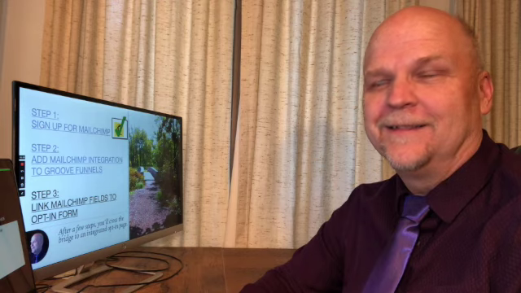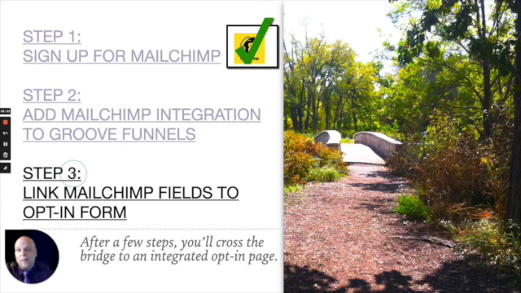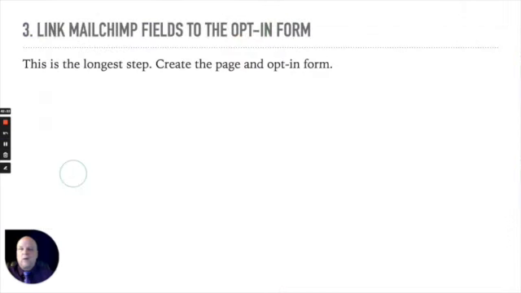Okay, now we're moving on to step 3. Link the Mailchimp fields to the opt-in form. Okay, this will be the longest step because you need to create the page and the opt-in forms.